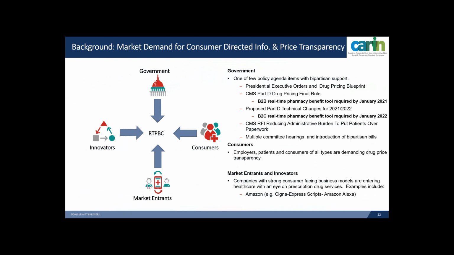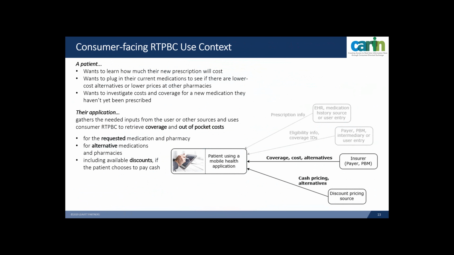I'm not going to go into a lot of detail here other than to say we are also working on an API for real-time pharmacy benefit check, which has been proposed, as Part D technical changes, to be required of all Part D plans by January of 2022, for consumers. We are looking forward to implementing an ability for a consumer to get access to their formulary and benefit information, their out-of-pocket cost information, their therapeutic alternatives, and their cash price. All that information can be made available in a FHIR API and to the consumer in an app of their choice.